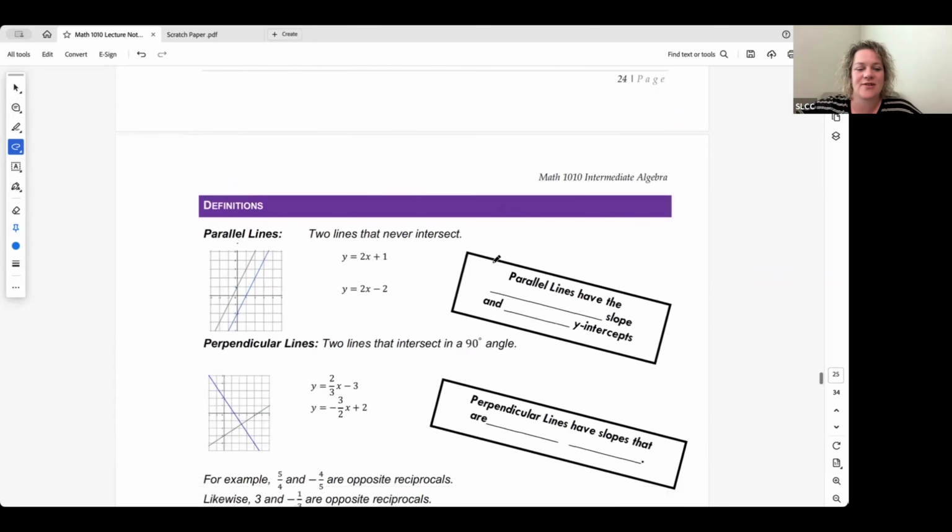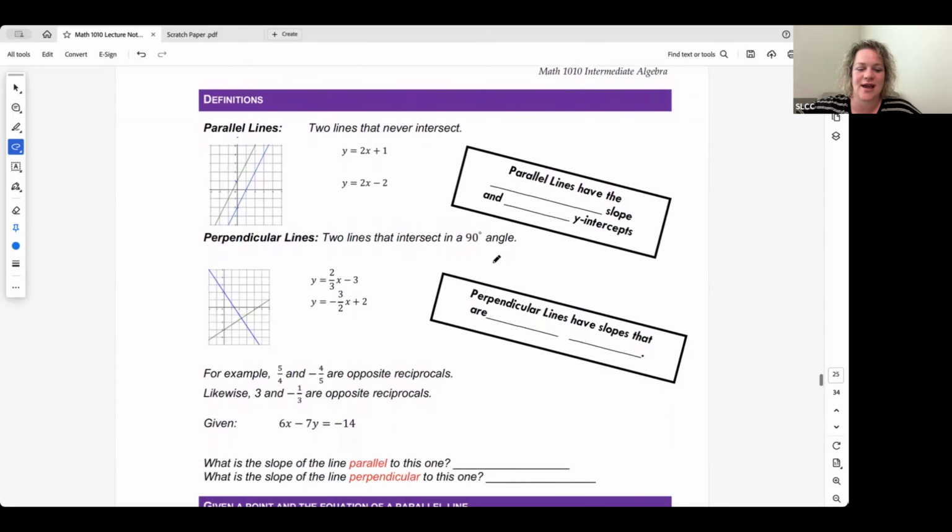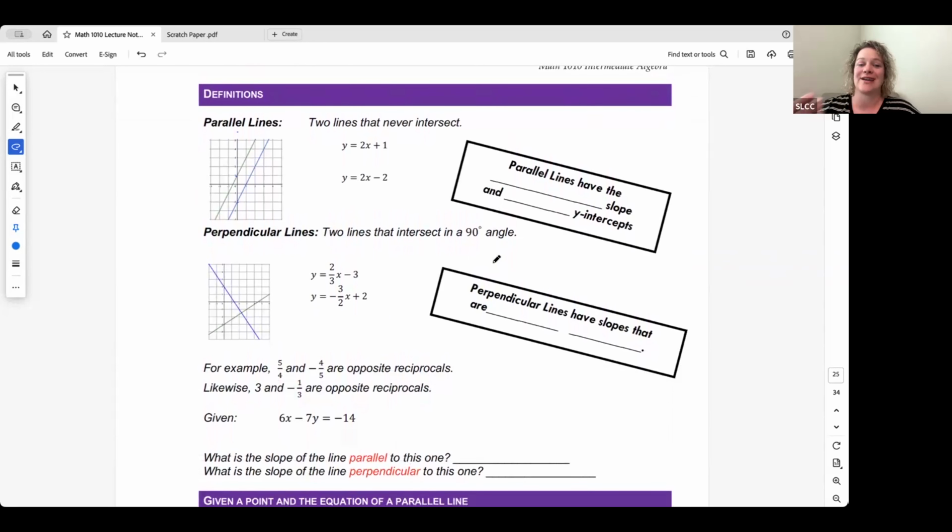The other idea we want to cover today are the definitions of parallel and perpendicular lines. What does that mean and how can it help us? Notice parallel. We know that concept from the real world. Parallel lines are two lines that will never intersect. If they never intersect, what does that mean? Parallel lines have the same slope.